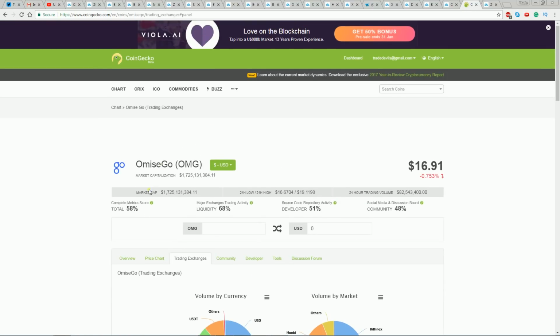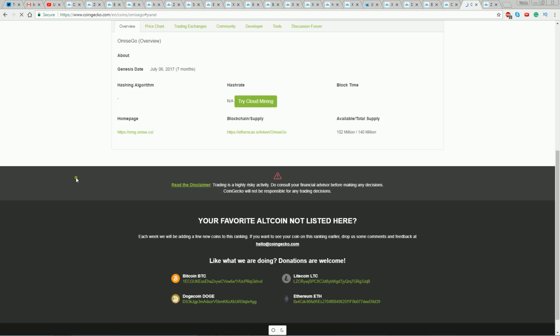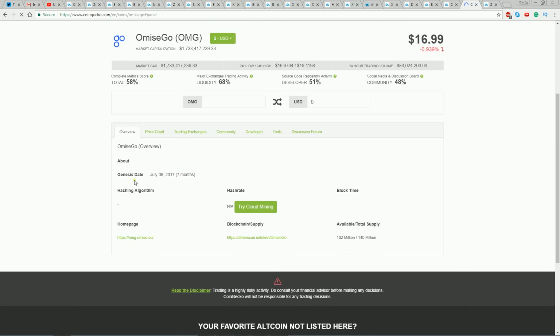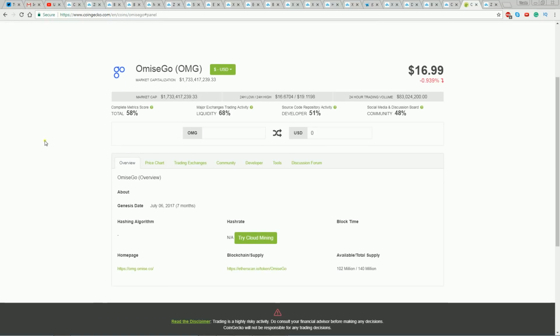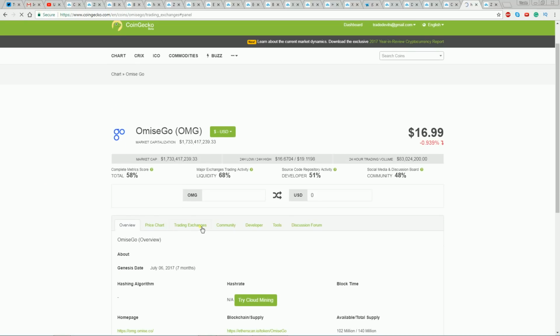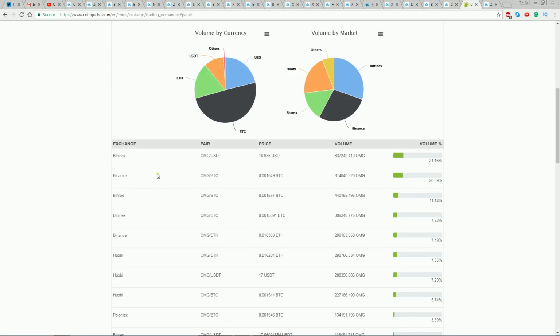So here's OmiseGo, this relatively new project. It's only 7 months old, the Genesis date is 7 months ago, but we're already at 1.7 billion, 58 on the metric score here. That's a good sign. 51 here in the development community. Major crypto. So we look over to where it's trading. Now, what's interesting about OmiseGo is that it's fairly evenly split between the dollar and Bitcoin. Somewhat unusual.